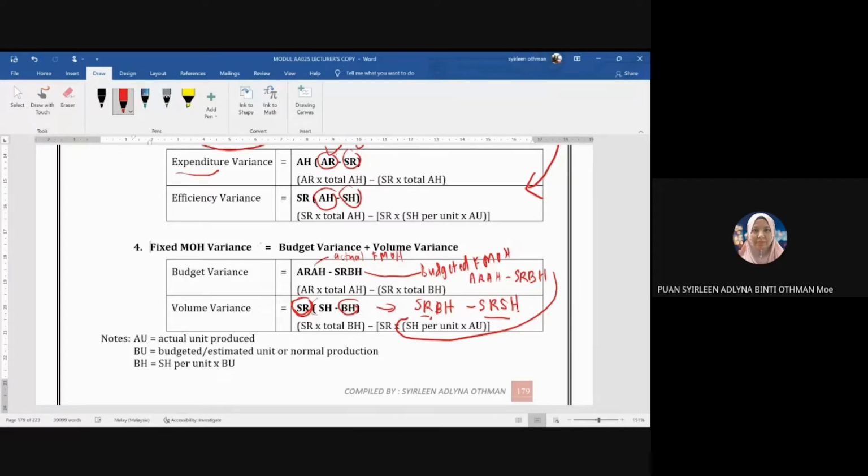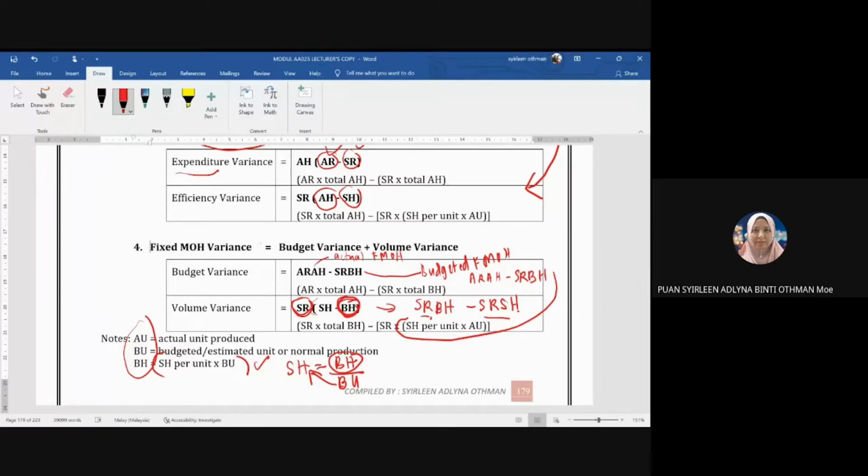Alright, okay, so here ada note sikit. AU merujuk kepada actual unit produced. BU is budgeted, estimated unit ataupun normal production. Okay, and BH is your budgeted hours. Okay, alright, sebab kita tahu standard hours tu is actually budgeted hours bahagi dengan budgeted unit. So kalau saya nak cari BH, yang ni saya akan cross kan untuk darab. That's why you come out with this. Kenapa awak perlu tahu ni? Sebab nanti you kena kira untuk dapatkan BH. Okay, alright. Saya terus pergi contoh.